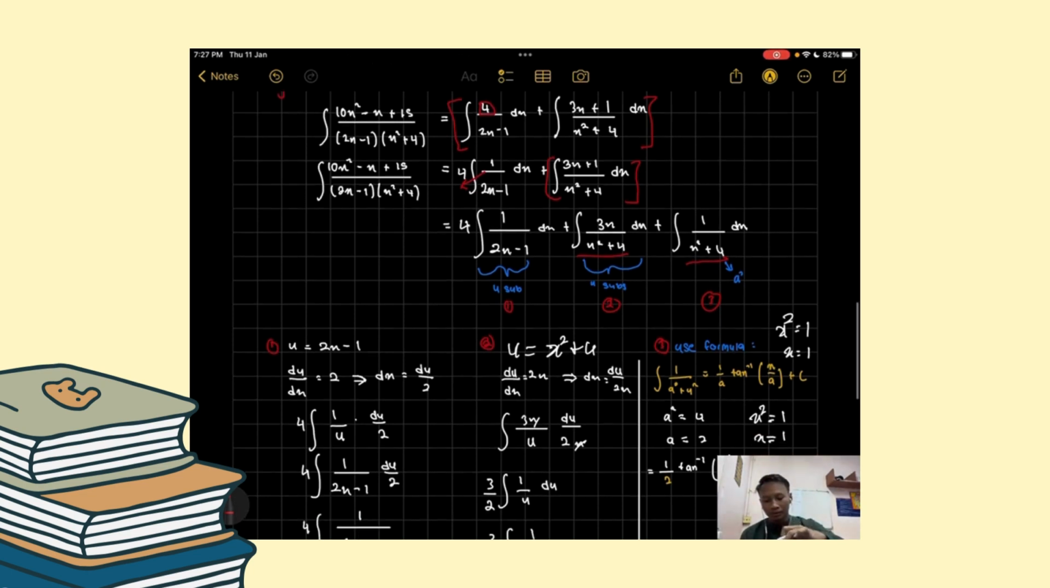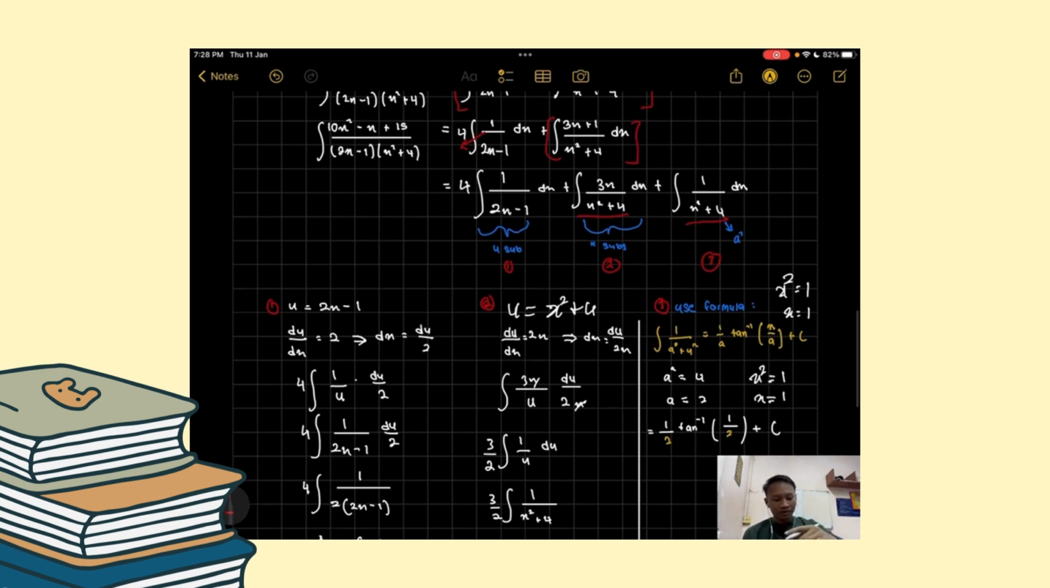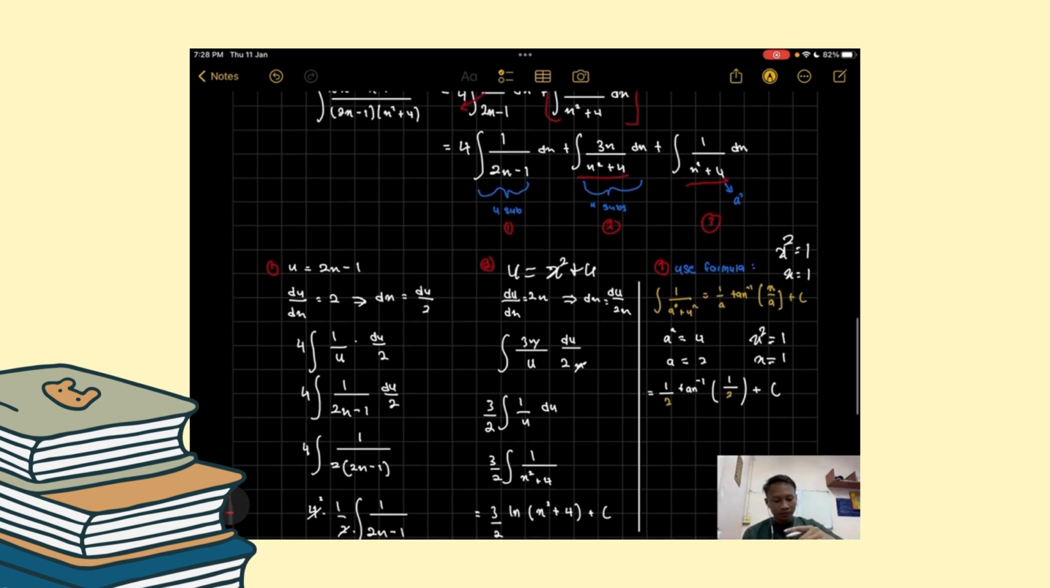As we can see here, there are 3 integrations, and I make it 3 because it is easy to integrate one by one. So for the first one, I use U substitution, because by using U substitution we can cancel the value of x.